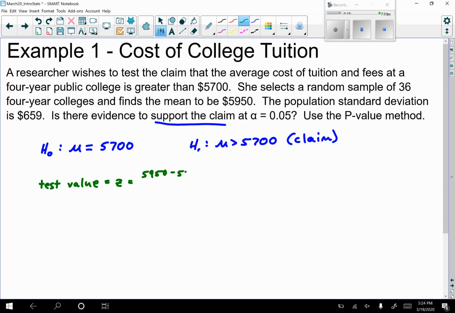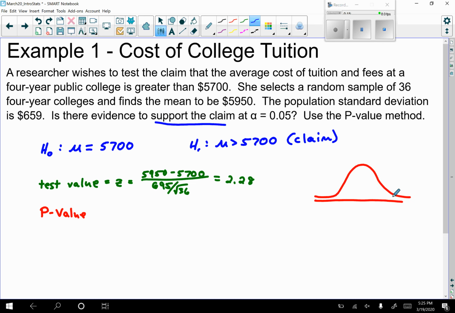Okay, minus the 5700 divided by the 695 over the square root of 36. I want to pause that to calculate it real quick. We should be getting 2.28. All right, now we have to find the p-value. Since this is greater than, we're looking at a right-tailed test.